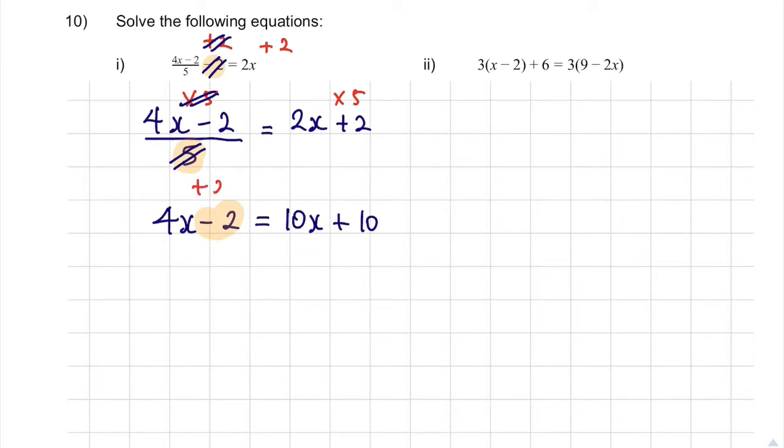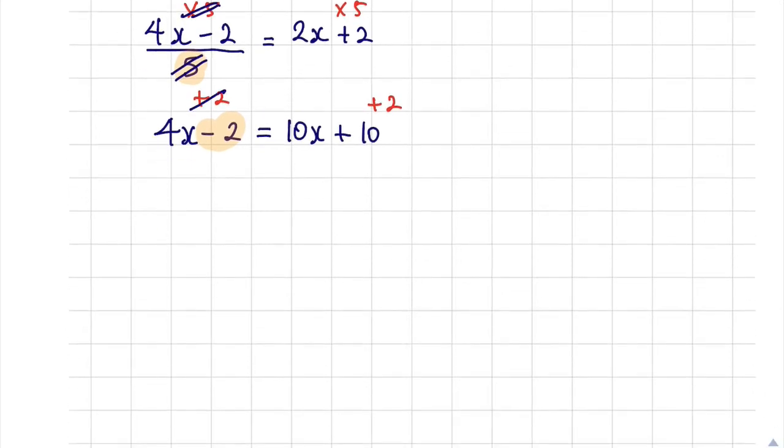Let me write that in. So add 2 to that side and add 2 to that side. When I do that, then obviously this +2 will cancel with this negative, leaving me with 4x on the left. On the right, we have 10x plus 12. The 10 and the 2 make 12.